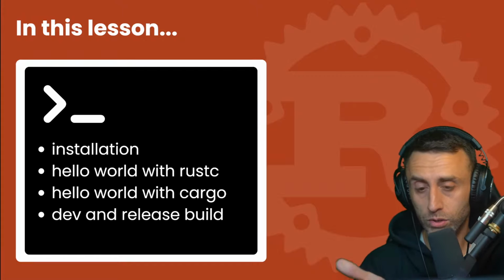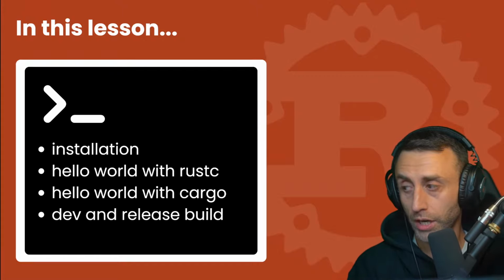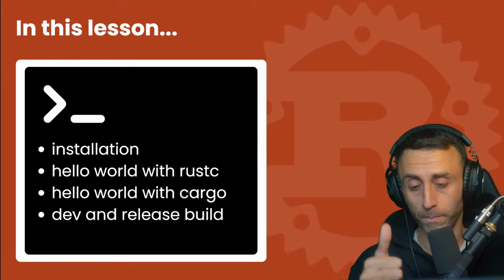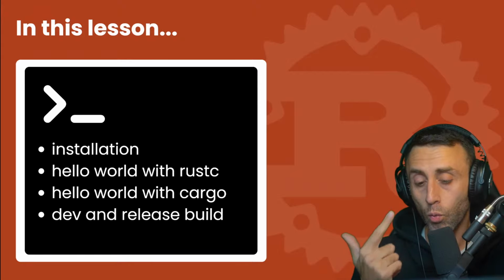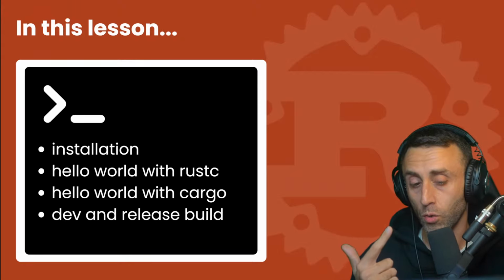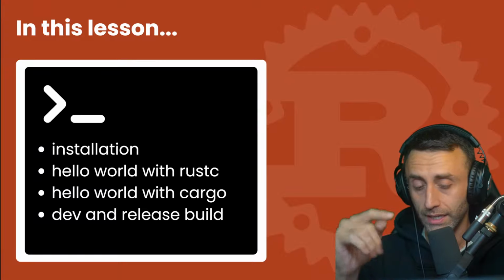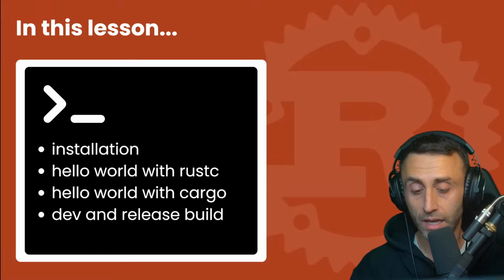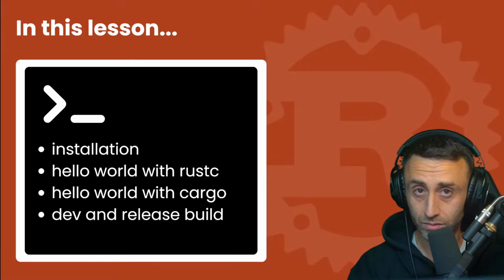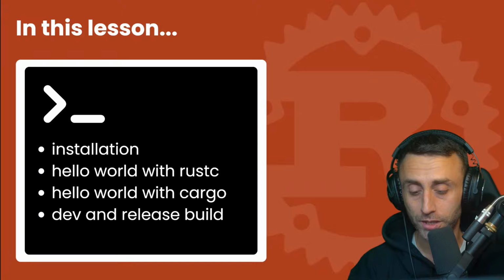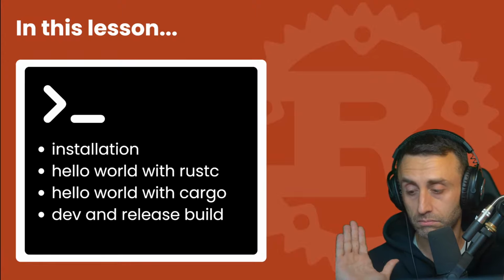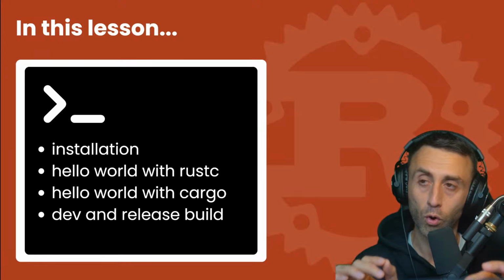Now we are almost at the end of this short presentation, and I want to share with you what we will do in this lesson. We will do installation, then hello world with rustc, the Rust compiler, which is something that we'll do only this time, once in a course. Then we'll do a hello world using Cargo, the Rust package manager. And then we'll see the difference between a dev, a debug, and a release build.